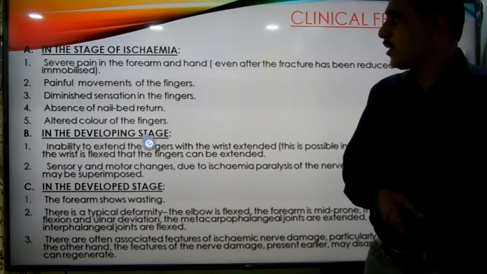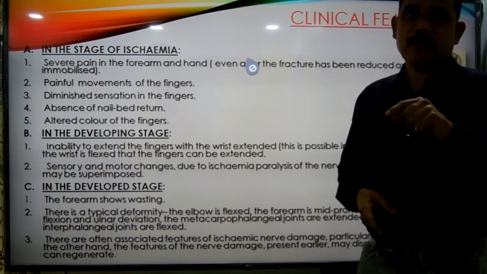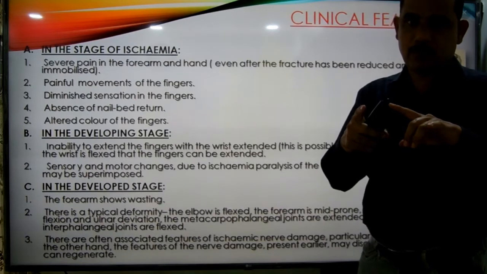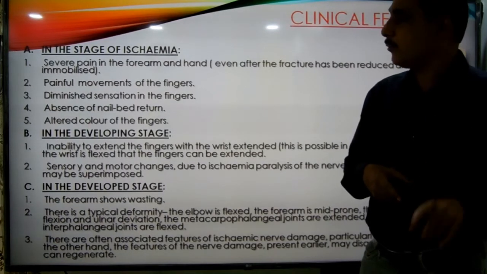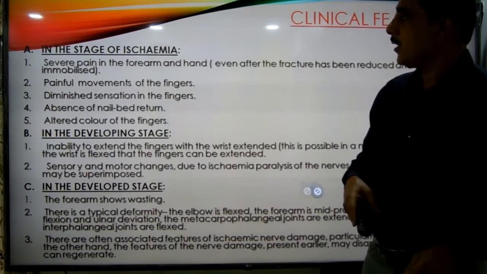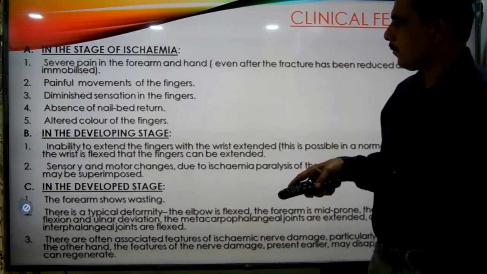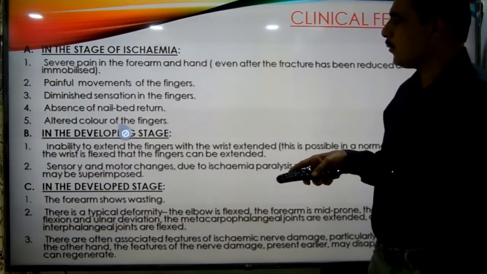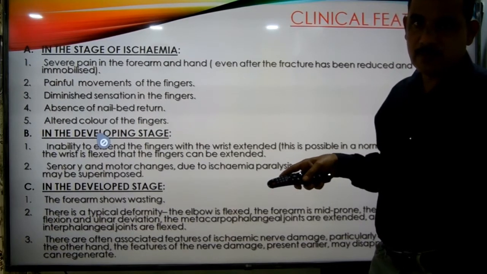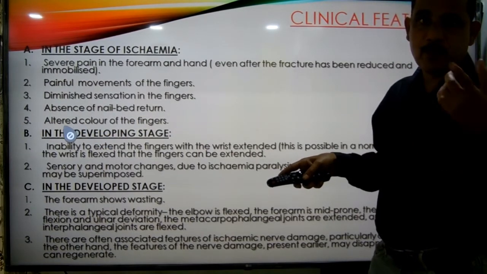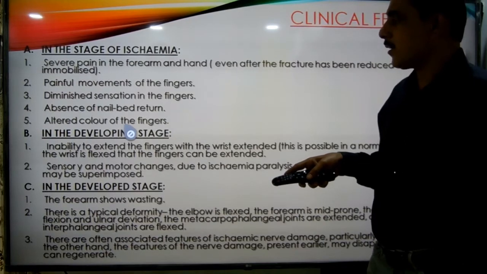Then absence of nail bed return. If the nail doesn't grow, that also indicates impairment of the blood supply, meaning there is ischemia. Then the next one is altered color of the fingers: first red, then blue, and then blackish.